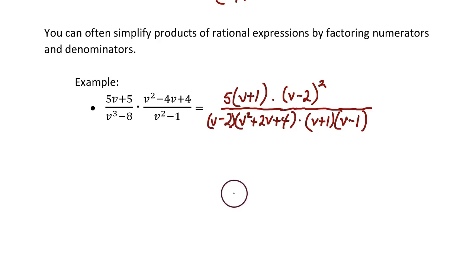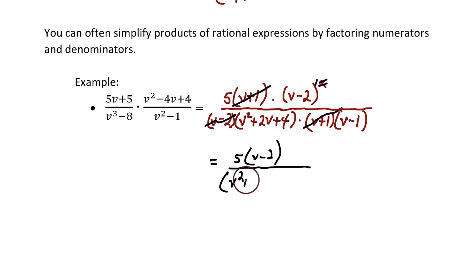Now let's look for common factors to see if anything cancels away. The factor of v plus 1 in the top cancels the v plus 1 in the denominator. The v minus 2 in the denominator cancels away one of the v minus 2's in the numerator, leaving one of them left over. There's no other canceling. So the final answer has a 5 in it and a v minus 2, and in the denominator, it has the v squared plus 2v plus 4 and v minus 1.